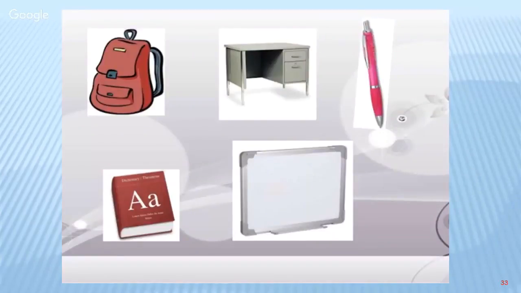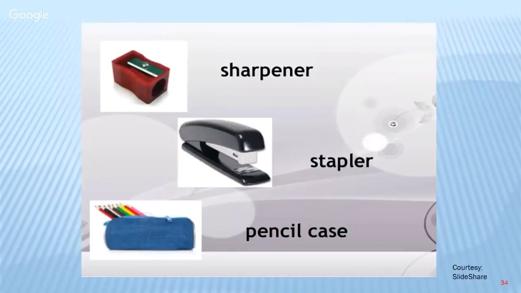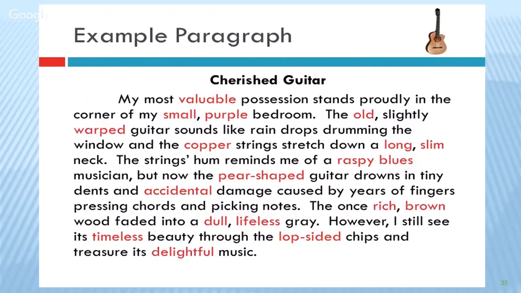There are some objects for you to describe. Sharpener, stapler, pencil case. This is an example paragraph. My most valuable possession stands proudly in the corner of my small purple bedroom.